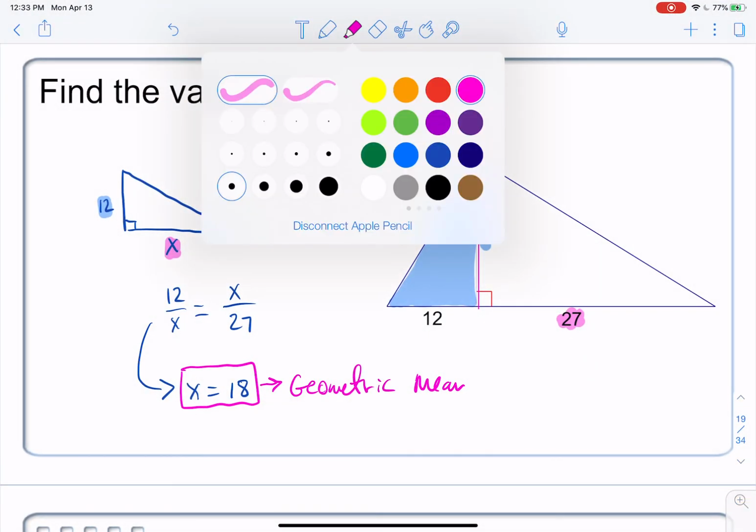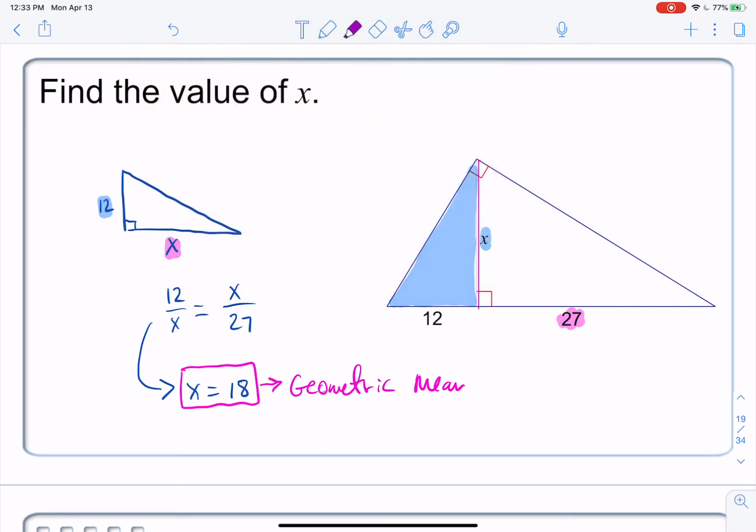And maybe switch this color to, I don't know, maybe purple. And you will see that when I start along the hypotenuse here, I'm going to start 12 over x is equal to x over 27. And that's exactly what I had in this proportion right here.